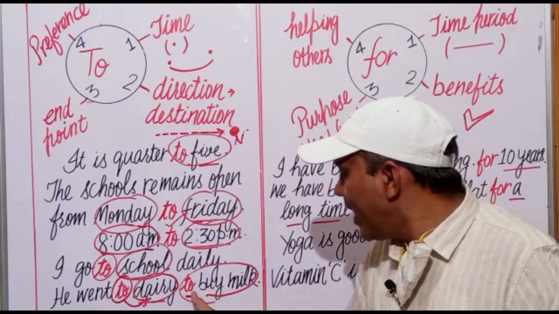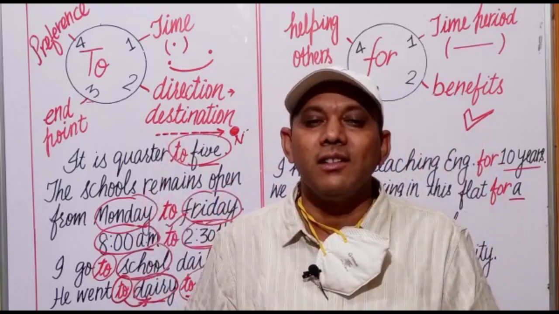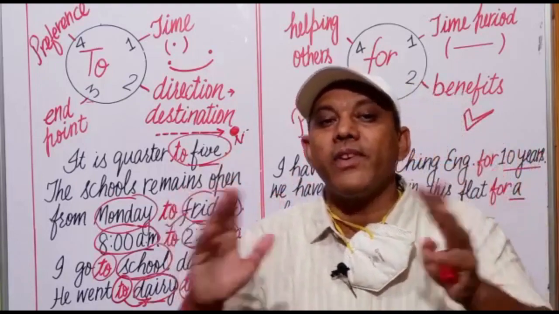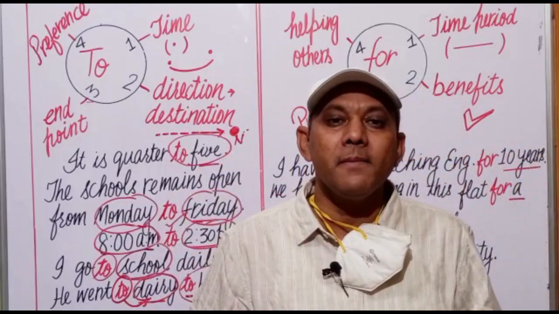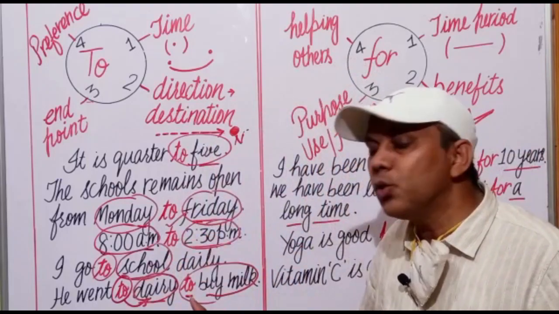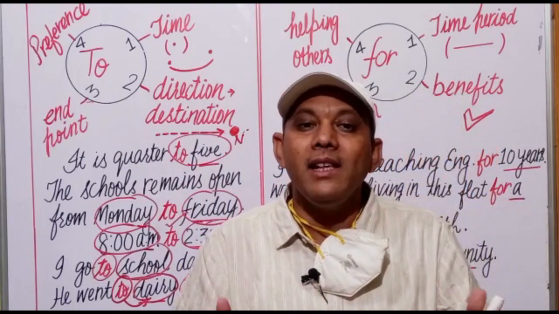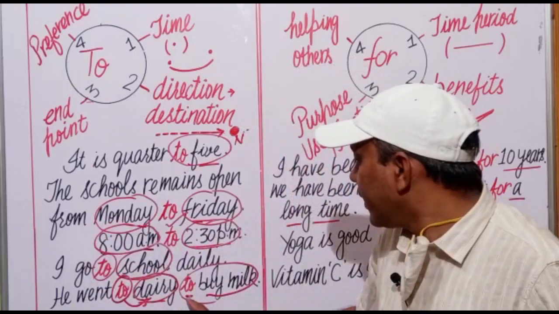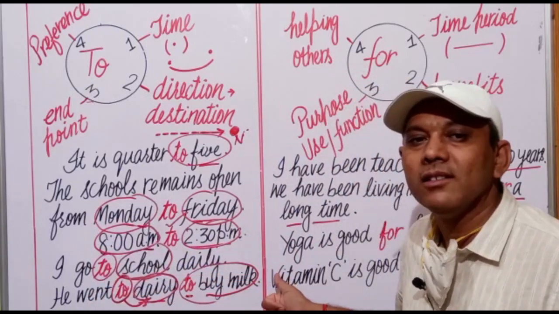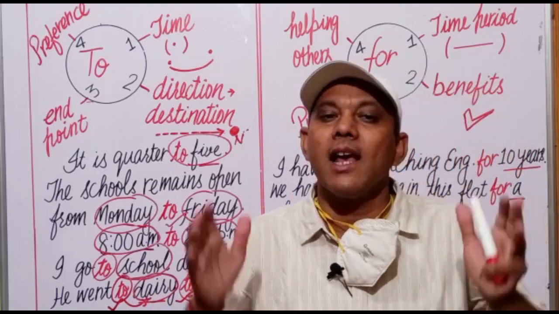Again, one more to is there, but this to is not used as a preposition. To dairy and to buy milk, इन दोनों में डिफरेंस है. उस डिफरेंस को भी आपको समझना है. That difference is this to is used as a preposition while this to is used before V1 as an infinitive, means to infinitive. It shows the purpose. Why did he go to dairy? To buy milk. So this to is a preposition and this to is used as an infinitive.